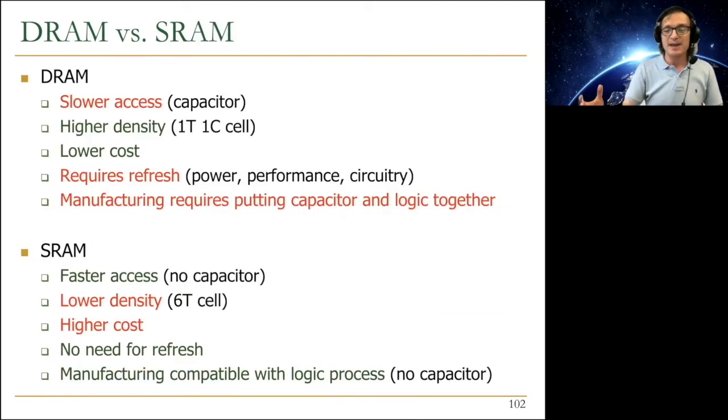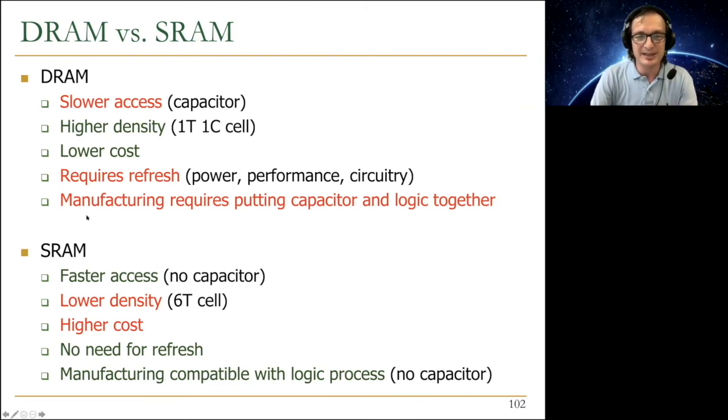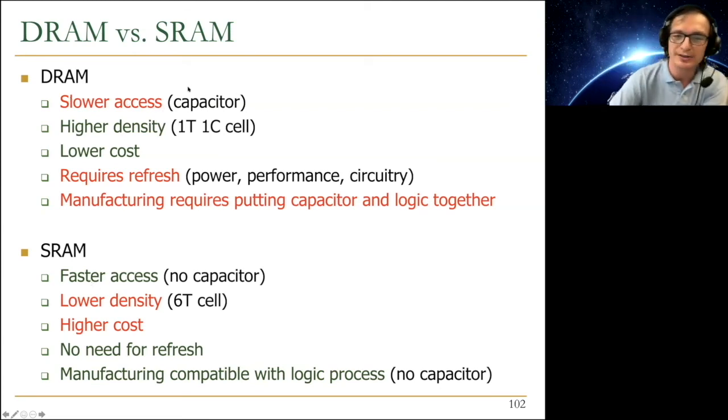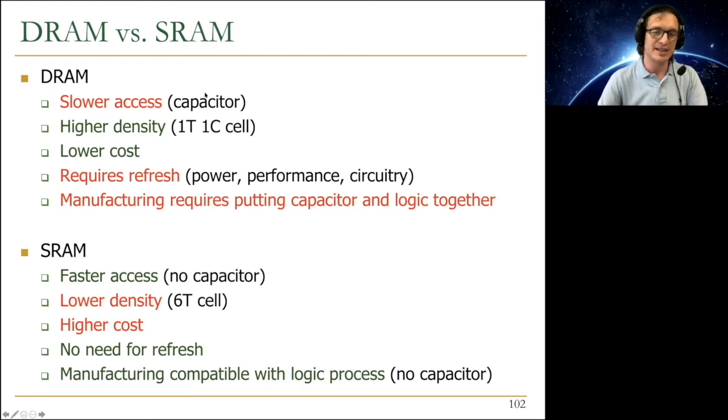Okay, now let's compare DRAM and SRAM quickly on this slide. And let's look at DRAM. The SRAM part is really the opposite of what we see over here. DRAM is slower access, SRAM is faster access. Capacitors are involved, and as a result, DRAM is slower, and there are multiple reasons. DRAM actually can be made faster, but not as fast as SRAM.